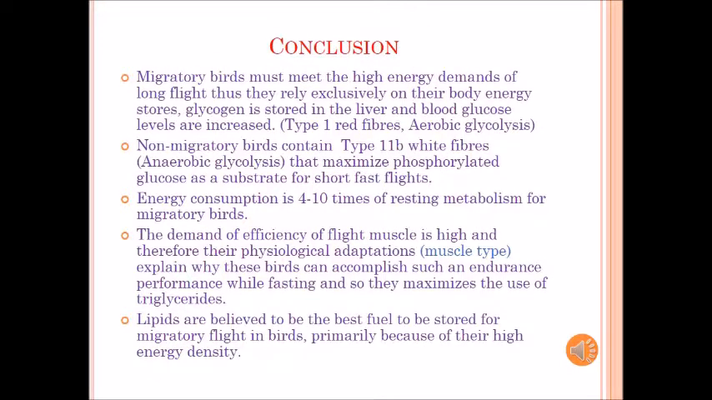Okay guys, we have come to the end of our presentation. Let's wrap it up. So what did we learn today? Migratory birds must meet the high energy demands of long flight, thus they rely exclusively on their body energy stores. Glycogen is stored in the liver and blood glucose levels are increased. This is seen in type 1 red fibers, aerobic glycolysis. Non-migratory birds contain type 2B white fibers, anaerobic glycolysis. This maximizes phosphorylated glucose as a substrate for short fast flights.